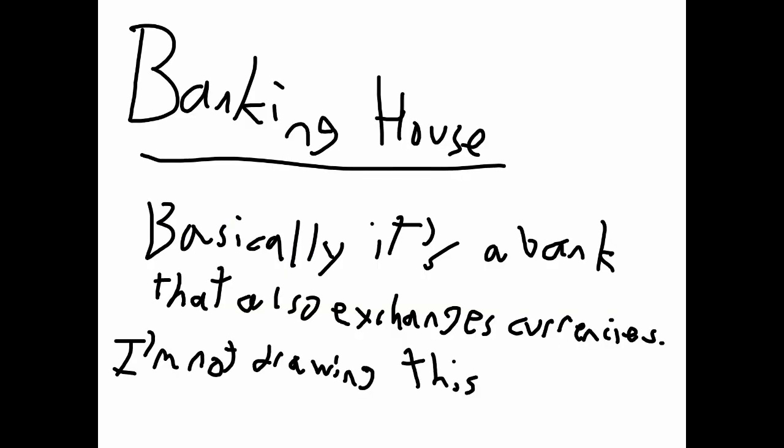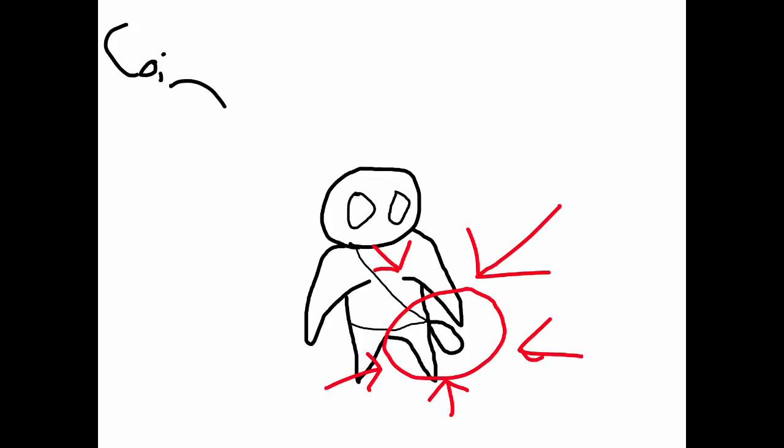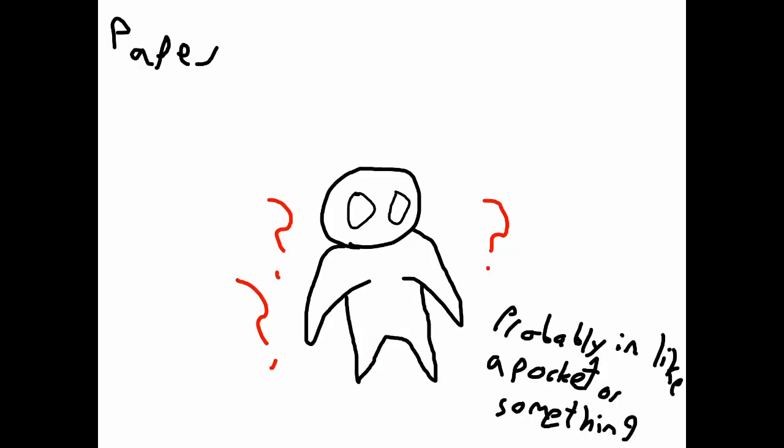Banking houses, which inspired banks, were places where you could take out loans, deposit and withdraw money for safekeeping, and you could also exchange currencies. Paper money, which was first used in southern China, was lightweight, more wieldy, and less visible, so thieves had harder times going directly for it.